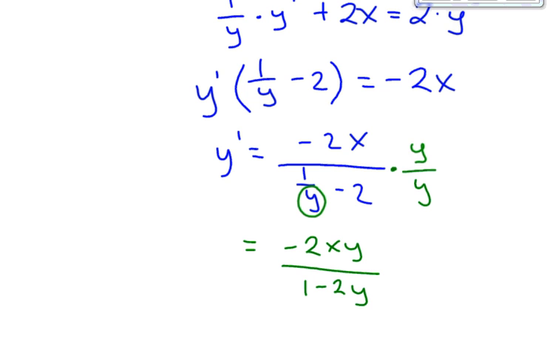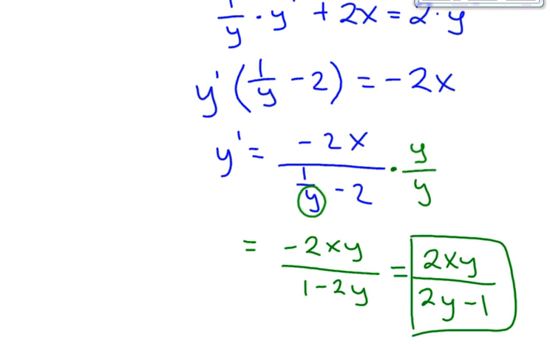And also, this is a more simplified version, but what you would probably see is changing the signs here to make the numerator positive 2xy, and then the denominator would flip, making 2y minus 1. So if this was multiple choice, this is what your final answer would look like.